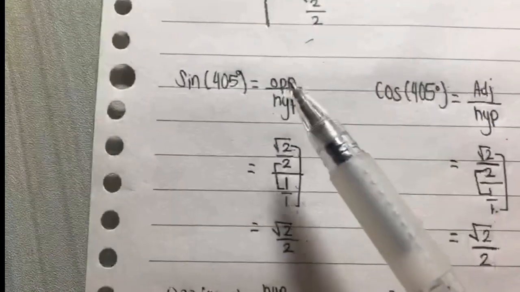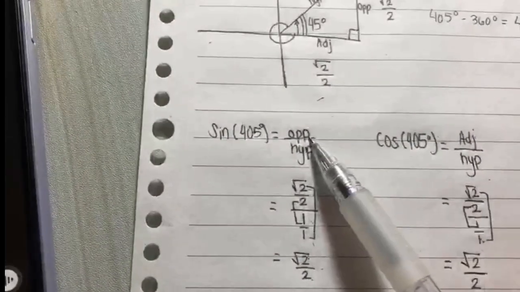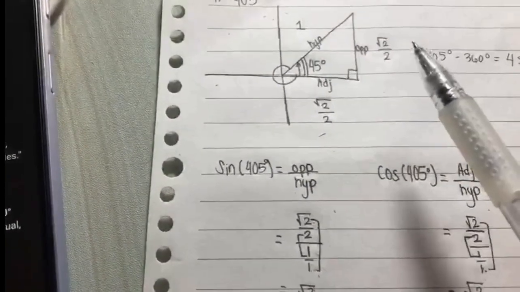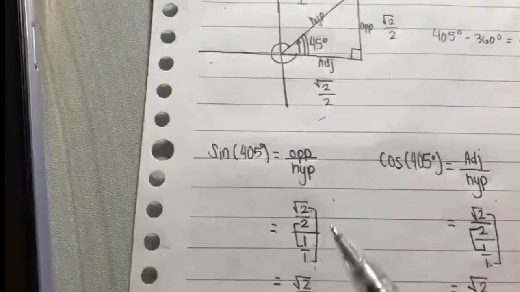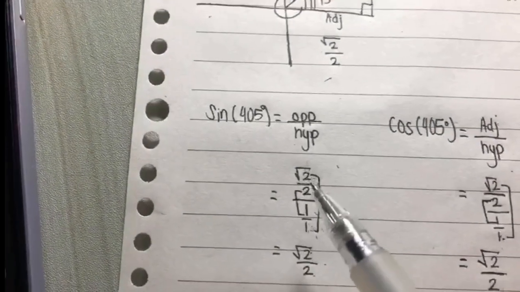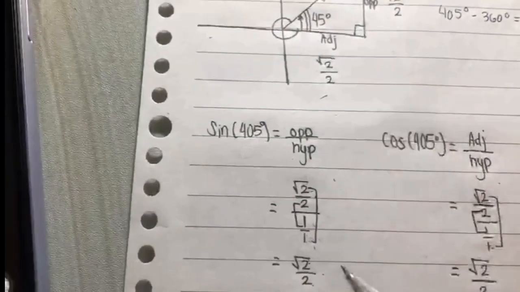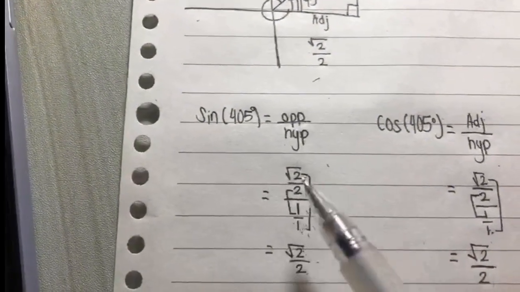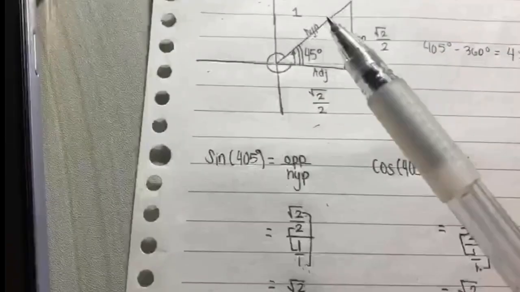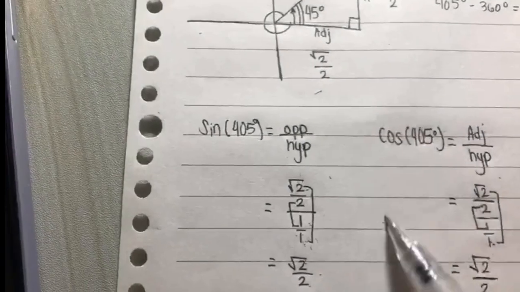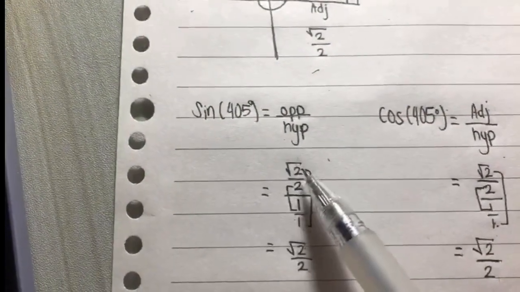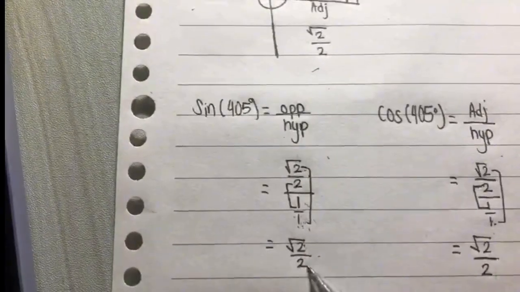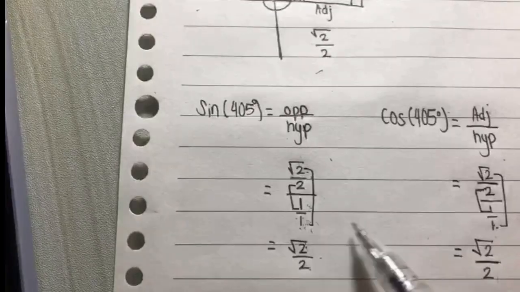In sine 405 degrees, the value is opposite over hypotenuse. So, the value of our opposite is square root of 2 over 2 and the hypotenuse is 1. So, we just substitute: square root of 2 over 2 and 1. We put a 1 here so that both are fractions, so they are balanced. Since the value of the hypotenuse is a whole number, we just put a 1 under it so they are both fractions. So, square root of 2 multiplied by 1 is square root of 2. Then, 2 times 1 is 2. So, the value of sine is square root of 2 over 2.